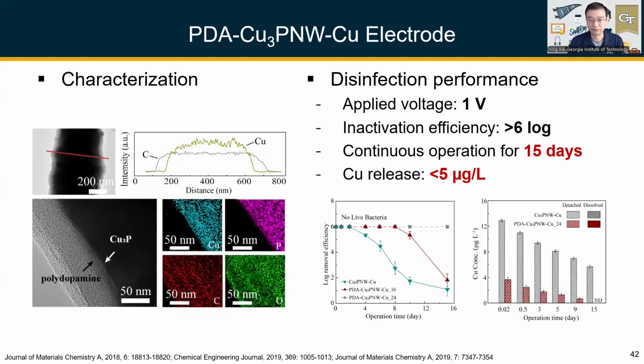With this electrode design, we believe it is already good enough for some small scale applications, such as point of use or emergency applications. But for large scale, long-term application, definitely this is still not good enough. So we're still on the way to making even better, more stable electrodes.